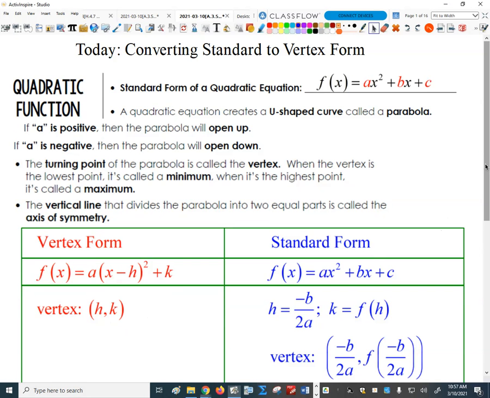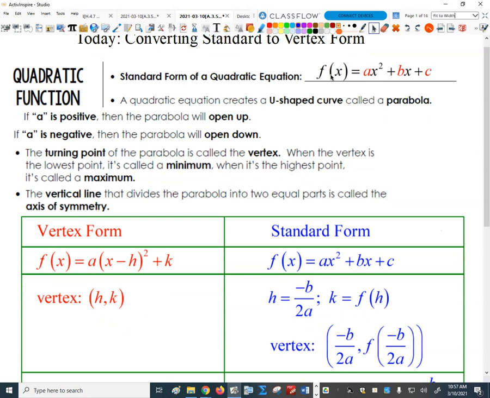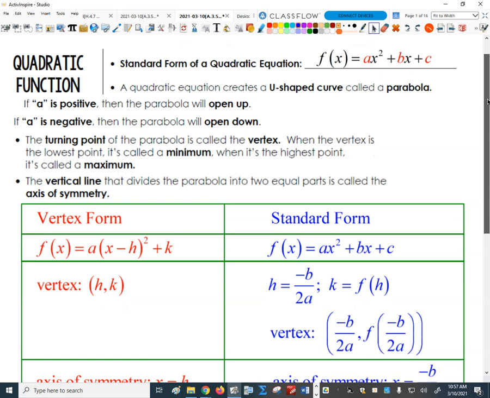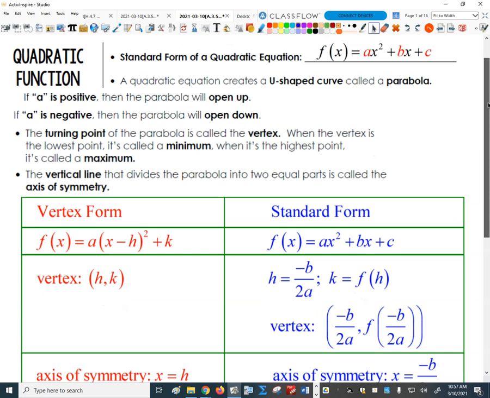And then most recently, we've been working with standard form, a different way of writing quadratic functions. f of x equals ax squared plus bx plus c, where a, b, and c are the numbers that are plugged into the function, right? A little bit harder to graph with standard form.